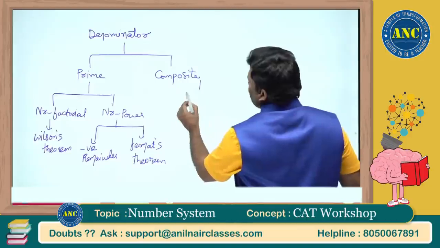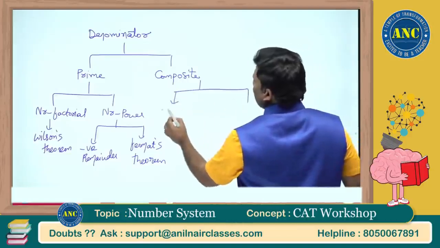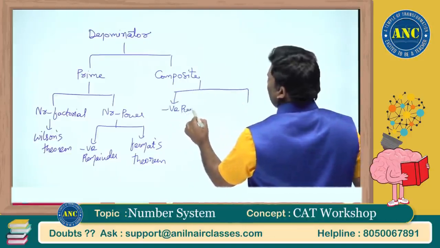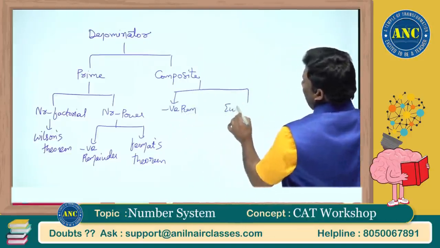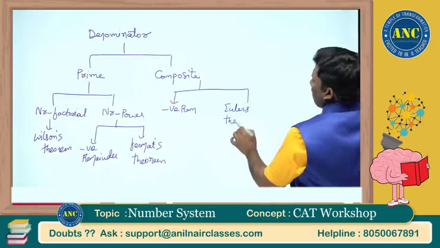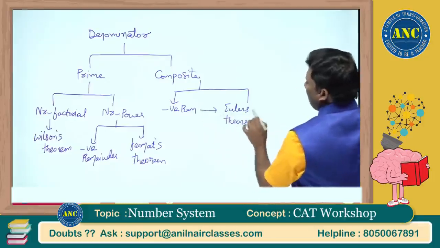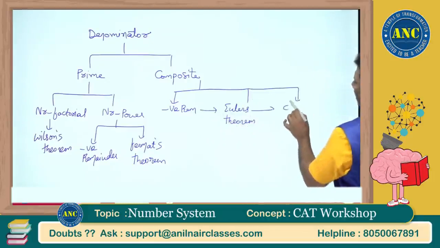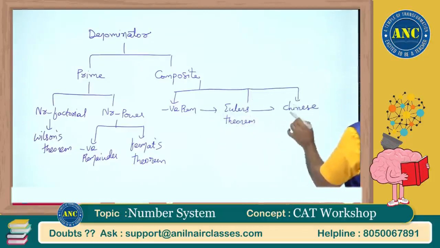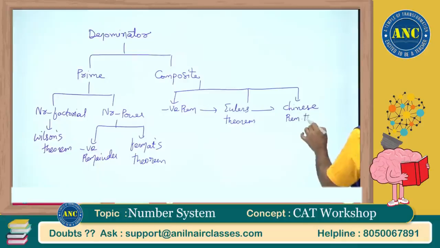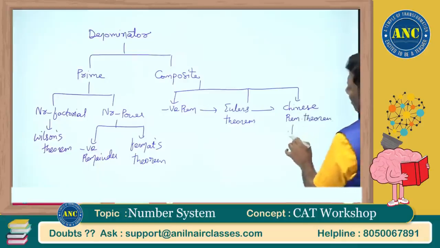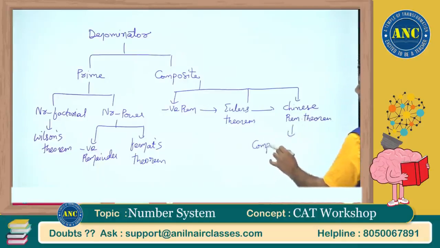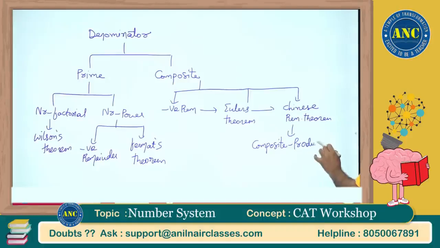Next, if it is a composite number, first use a negative remainder. If it is taking more time, use Euler's theorem. If Euler's theorem is taking more time, use the Chinese remainder theorem. What is the Chinese remainder theorem? Write the composite number as a product of two coprimes.